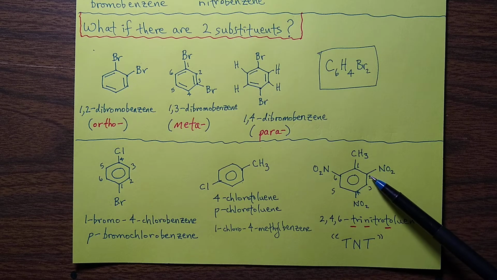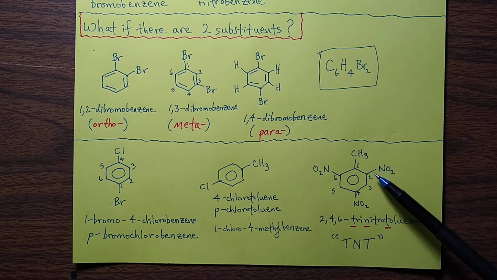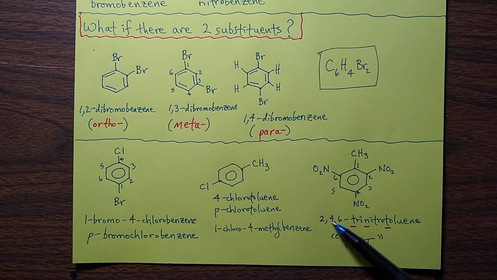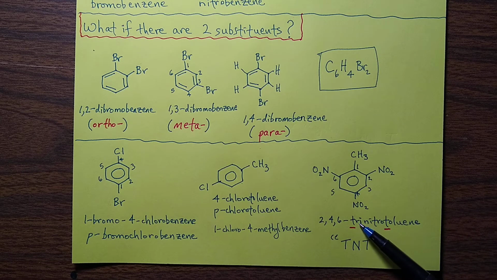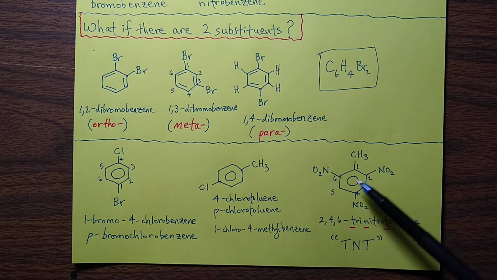So this would be called 2,4,6-tri. It seems redundant, but you have to do this. When you have 3 substituents, you have to say where they are with numbers, and you have to say that there are 3 of them. Give it the prefix trinitro. So this is a nitro group, NO2.